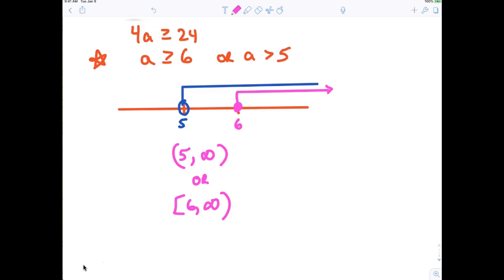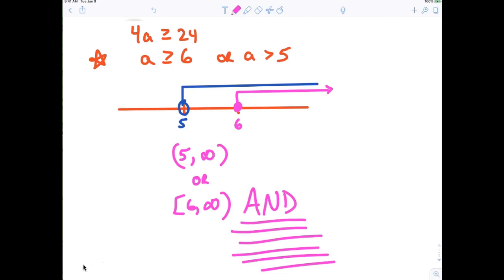What do you think, Colin? I think it'd be 6 to infinity because it's sort of like I hit the bracket, so I'm not entirely sure if that helps or anything, but I'd say. That would be if it was an and statement. Listen to me on this one. What number is greater than 5 and greater than 6? All numbers greater than what?